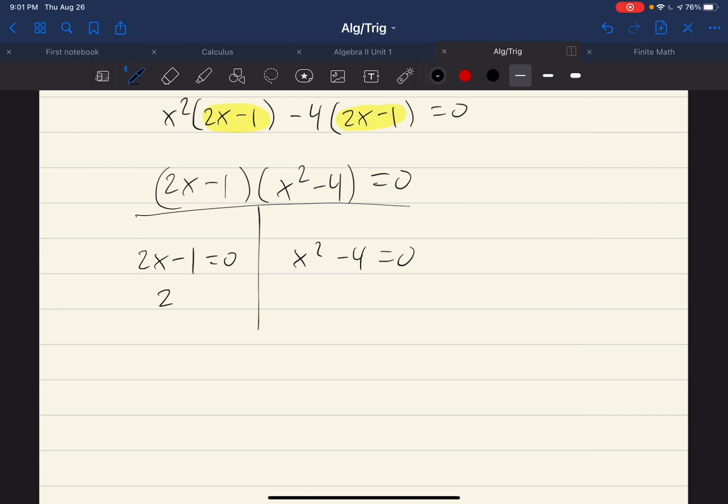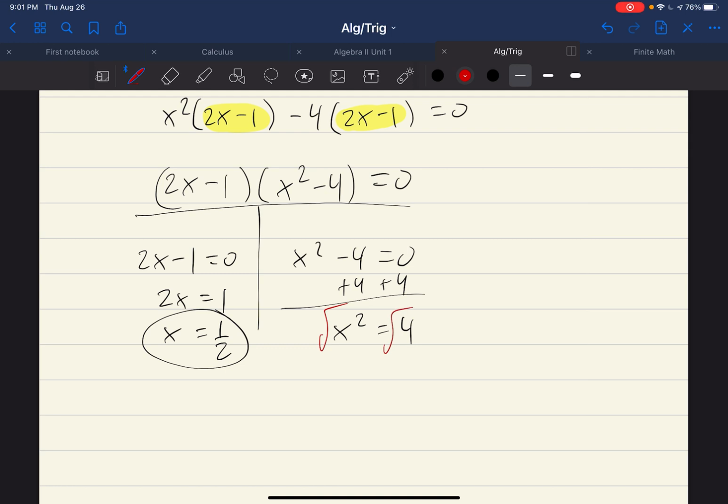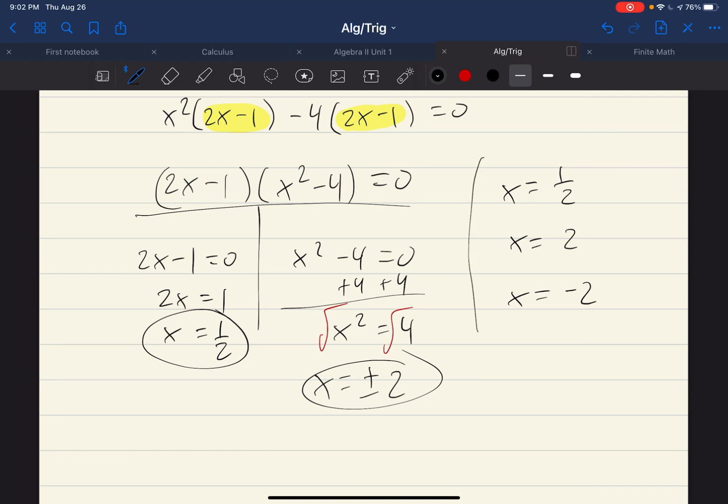Add over the 1. Divide by 2, so x is 1/2. And then we're going to add over the 4. We get x squared is equal to 4. Then when you take the square root of each side of the equation, don't forget the plus or minus, x is equal to plus or minus 2. So we get 3 solutions. We get 1/2, we get 2, and we get negative 2. So those are the 3 solutions that make this equation true.